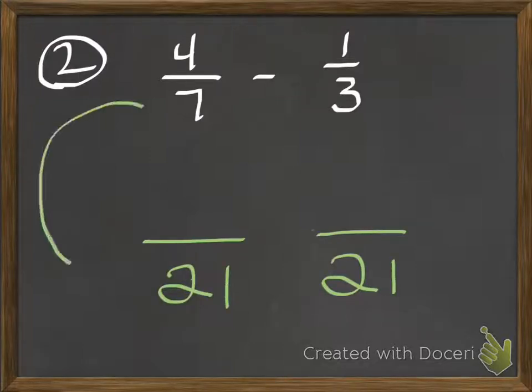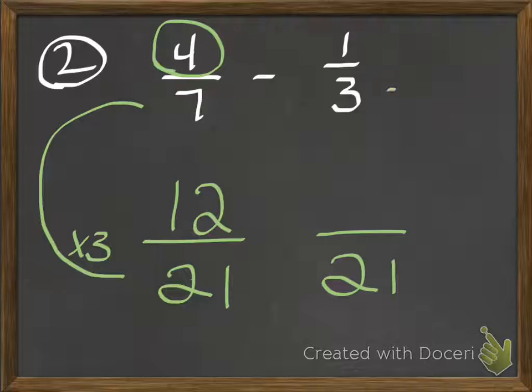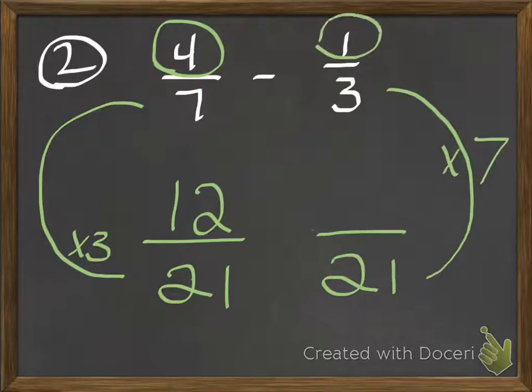And I have to think about, how did I get from 7 to 21? I multiplied it times 3. Whatever I do to the bottom, I have to do to the top as well, so I have to take the 4 times 3. 4 times 3 is 12. On the other fraction, I think about how I got from 3 to 21. I multiplied it times 7. Now I do the same thing to my numerator. I have to take it times 7. 1 times 7 is 7.